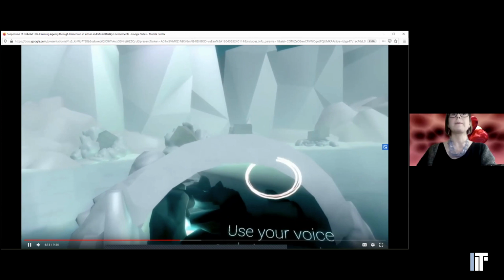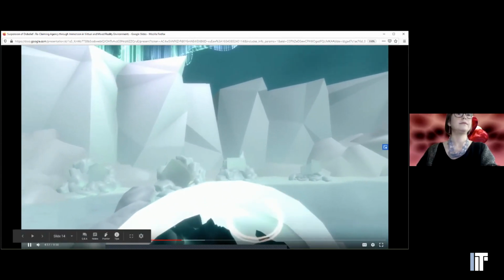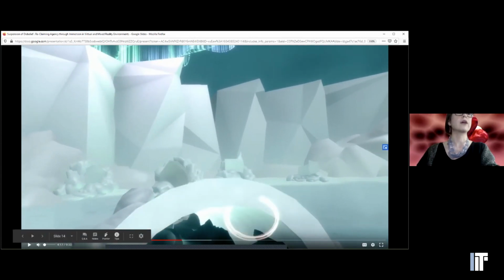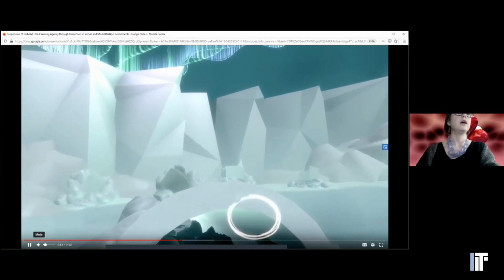Then there's a nature space. One can... Michaela, can you lower the sound because it's quite loud and we can't hear you speak? Okay. Great. Thank you.